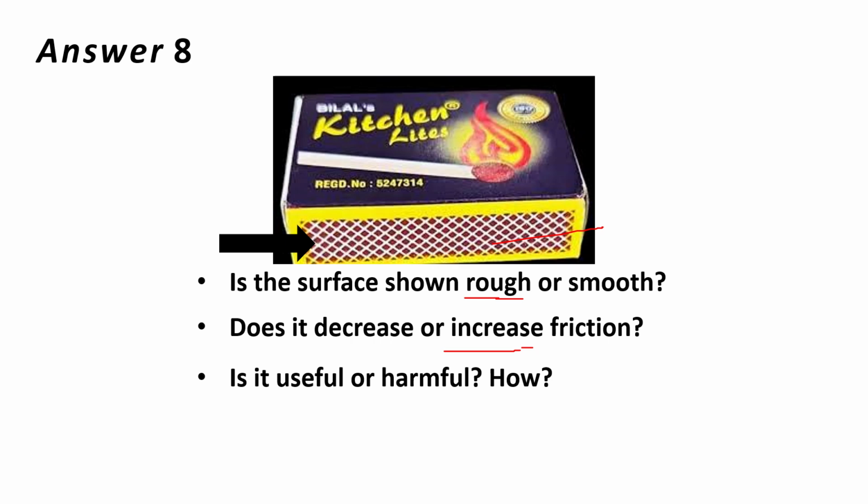Is it useful or harmful? Useful, because the friction will produce heat and we can light the matchstick. Otherwise, we cannot light the matchstick if it does not generate heat. So: rough surface, increasing friction, useful because it produces heat to light the matchstick. That was 8. Now number 9.